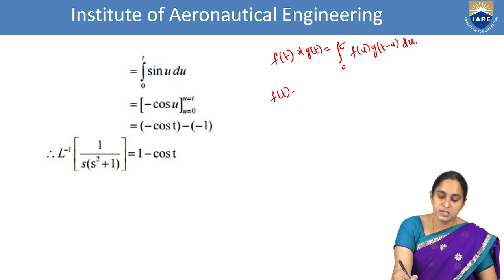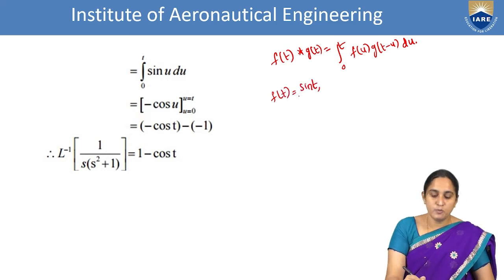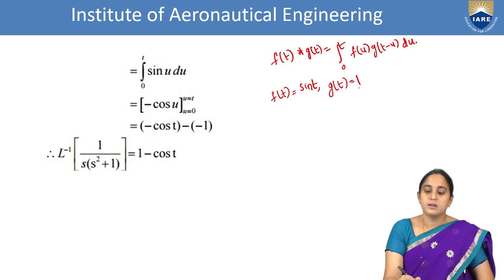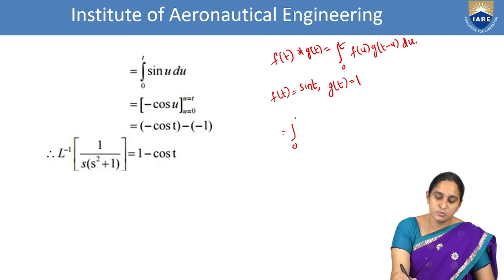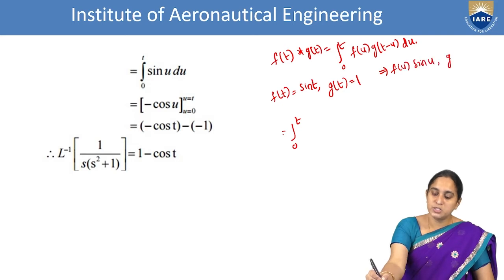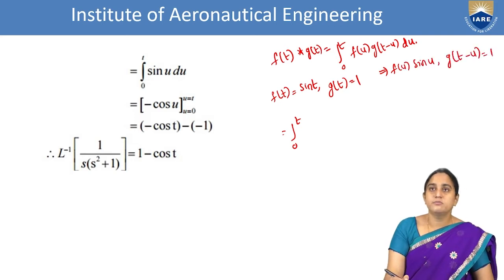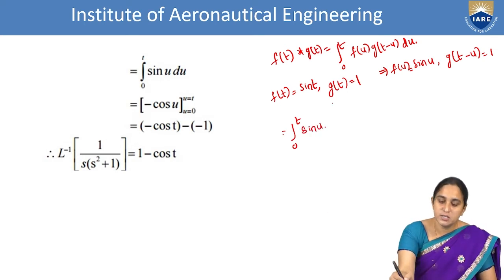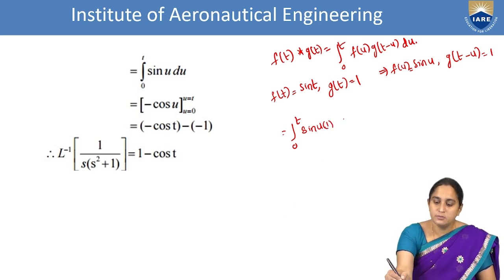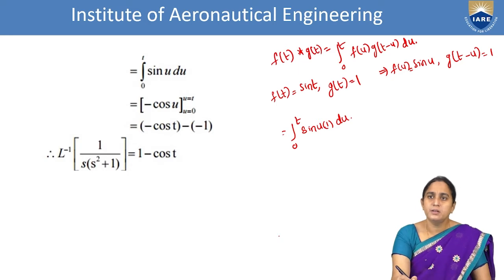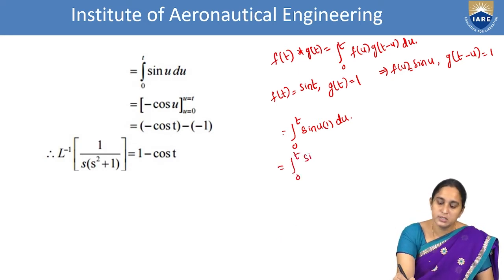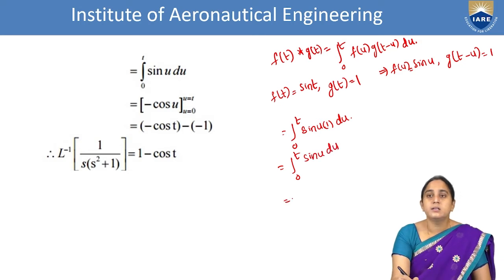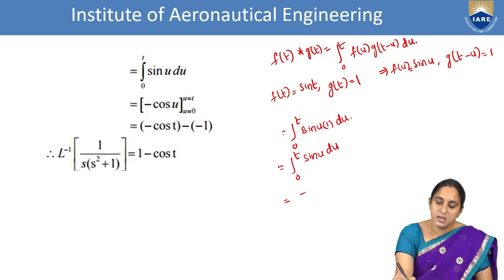From the above step, what is f of t? Sin t. Okay, and what about g of t? 1. Okay, now substitute in the above formula, that is integral 0 to t f of u form. From that, what is f of u? Sin u. And what about g of t minus u? That is equal to 1. Now substitute here integral 0 to t sin u into g of t minus u as 1 into du. From that, integral 0 to t sin u du. Integral sin u, integration is minus cos u.